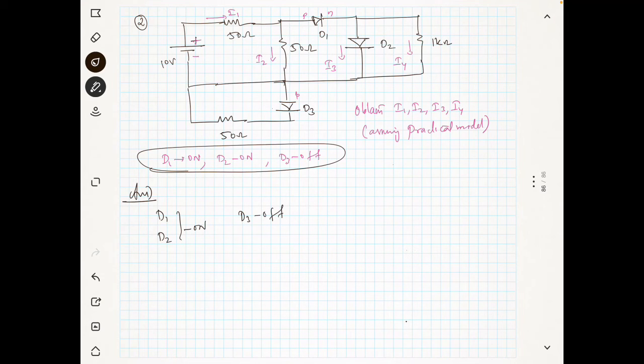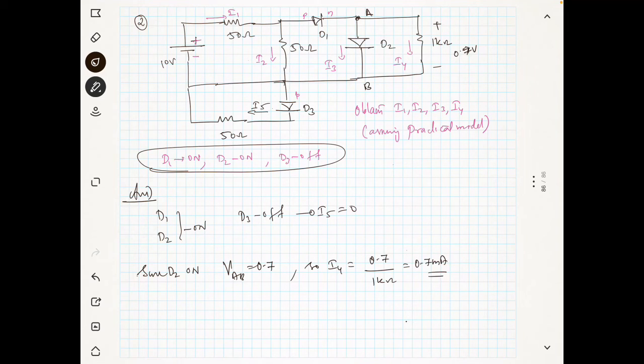Since D3 is off, let's say this current is I5. I5 will be equal to 0, so you can actually remove the lower part of the circuit. Now since D2 is on, the voltage across this point A and B, let's say this is A and B, that means VAB is 0.7. So I4 is nothing but 0.7 divided by 1 kilo, which is 0.7 milliampere. I hope this is clear to you.